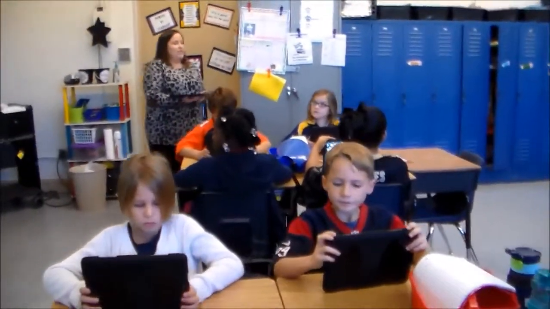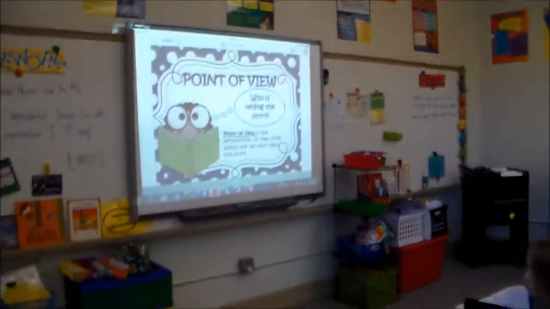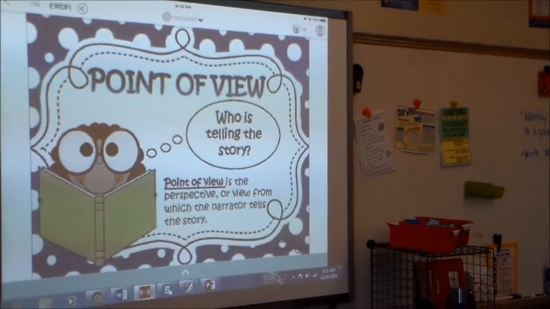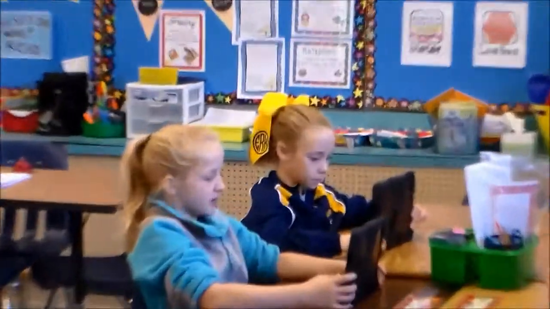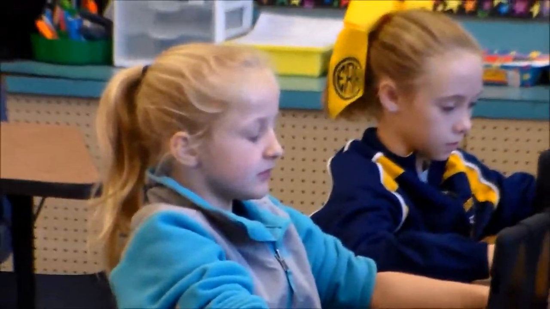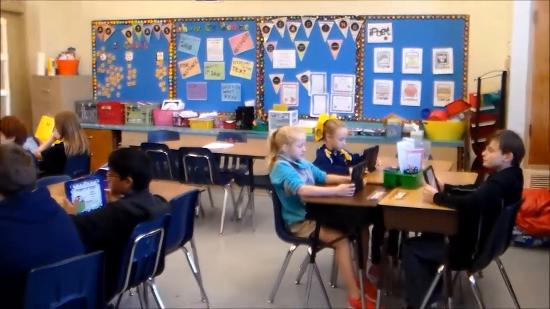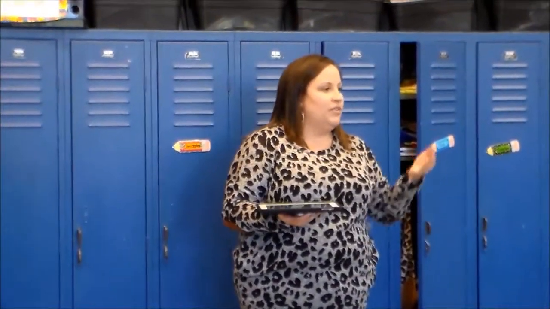Who can remind me, just in general, what is point of view? Don't give me specifics, just general. Sloan? It's a perspective or view from which the narrator is. Very good. As we're reading text, which can be out of a book, on the internet, or in a magazine, it's written from a different point of view. Often we see the third person point of view, but we're going to talk about the three different points of view, how you can identify them and what they mean.